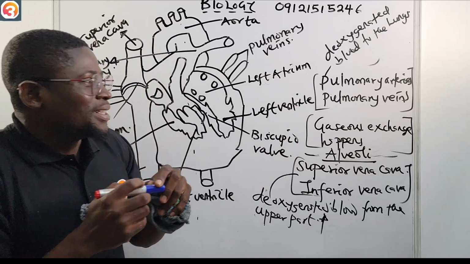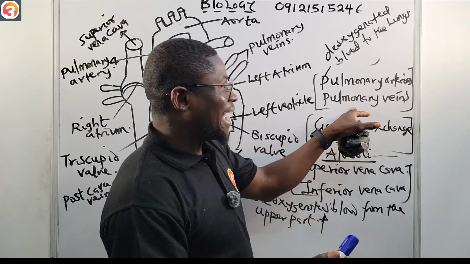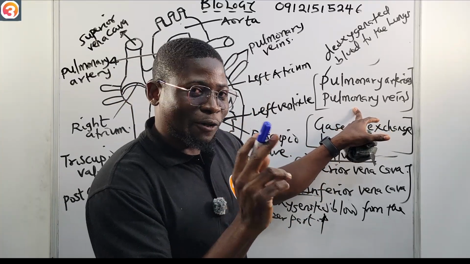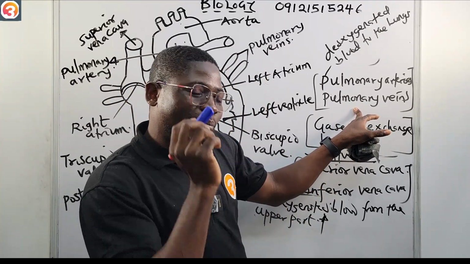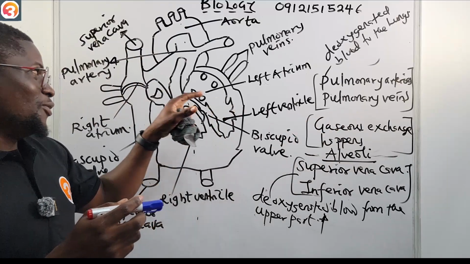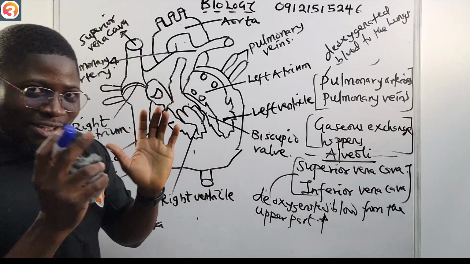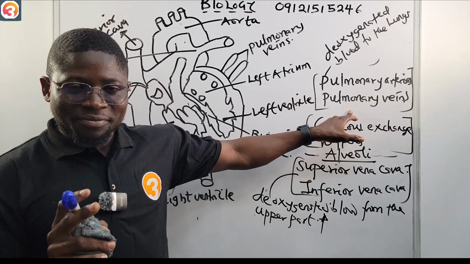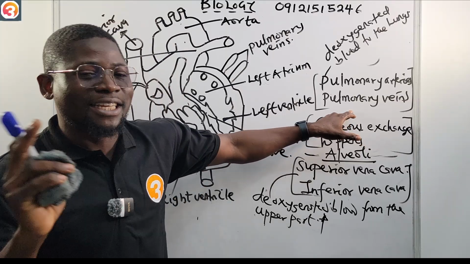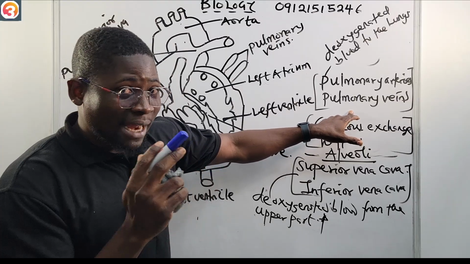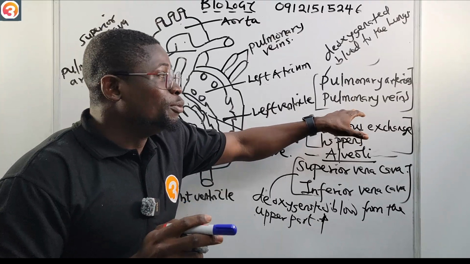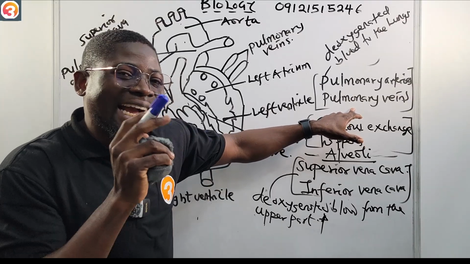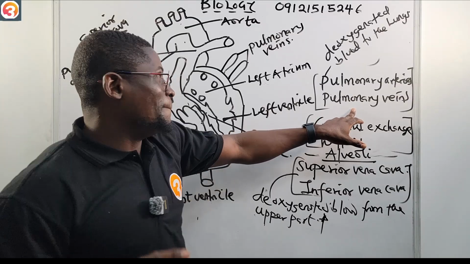And then the pulmonary vein now carries that oxygen-rich blood, or oxygenated blood, back to the heart, all right? So you see now, pulmonary veins do not carry deoxygenated blood. Veins carry deoxygenated blood to the heart, remember from the last episode? Yes. But these pulmonary veins carry oxygenated blood back to the heart.